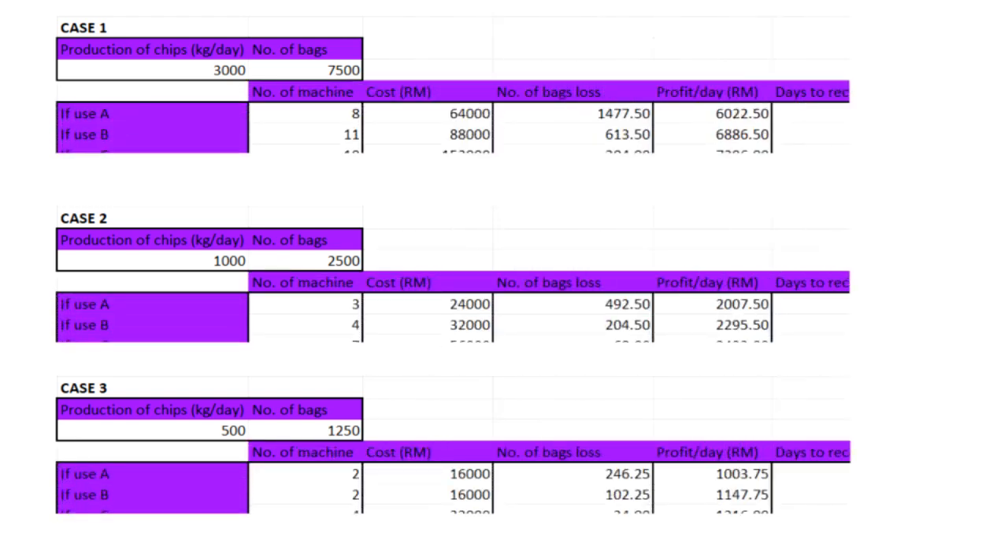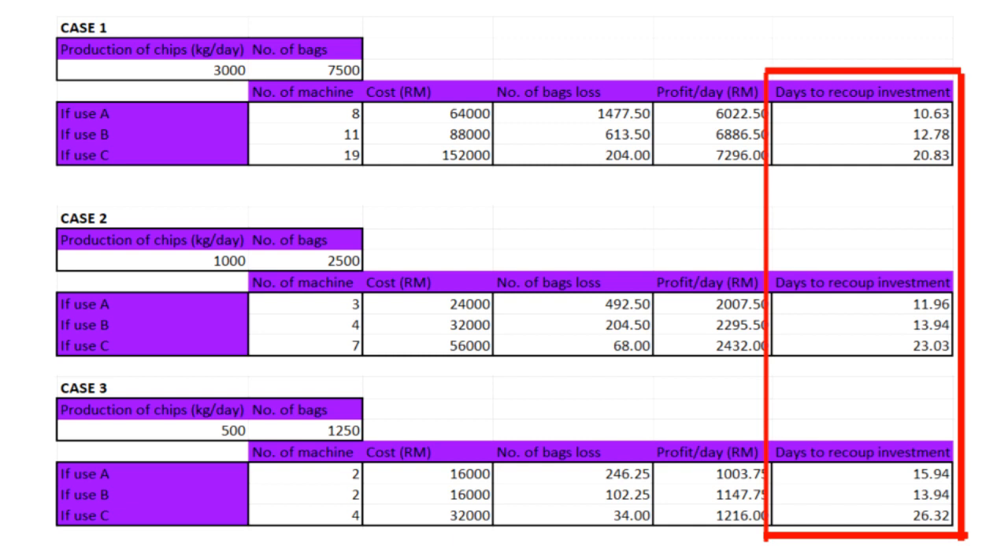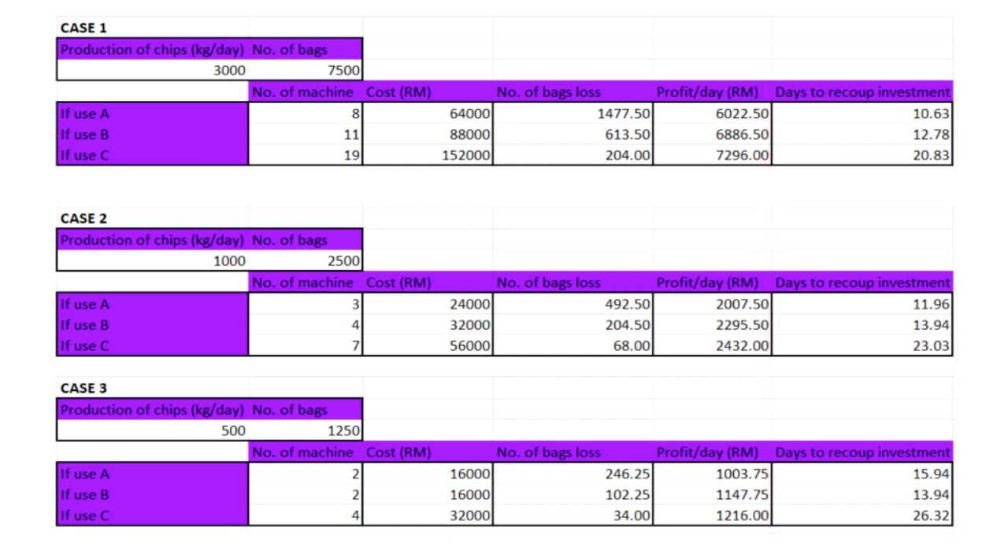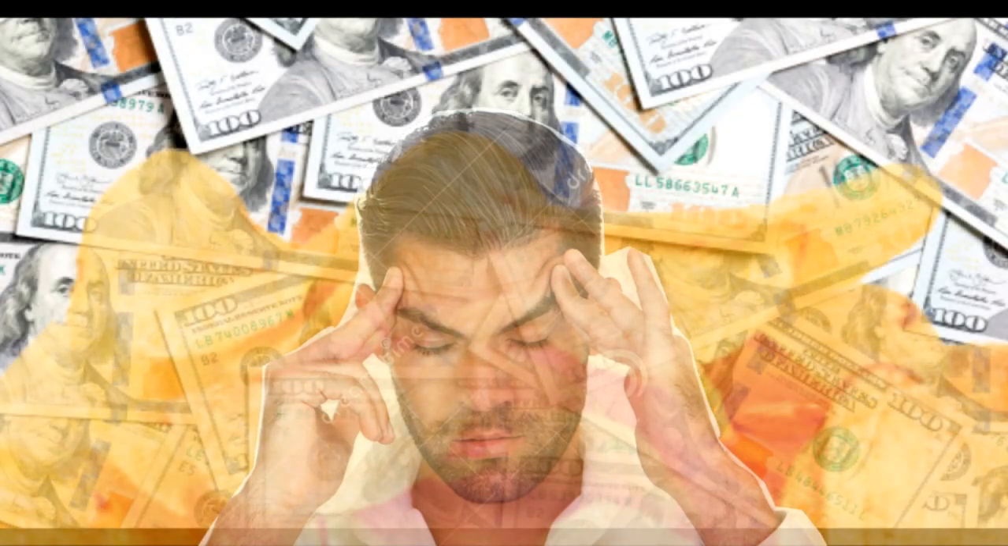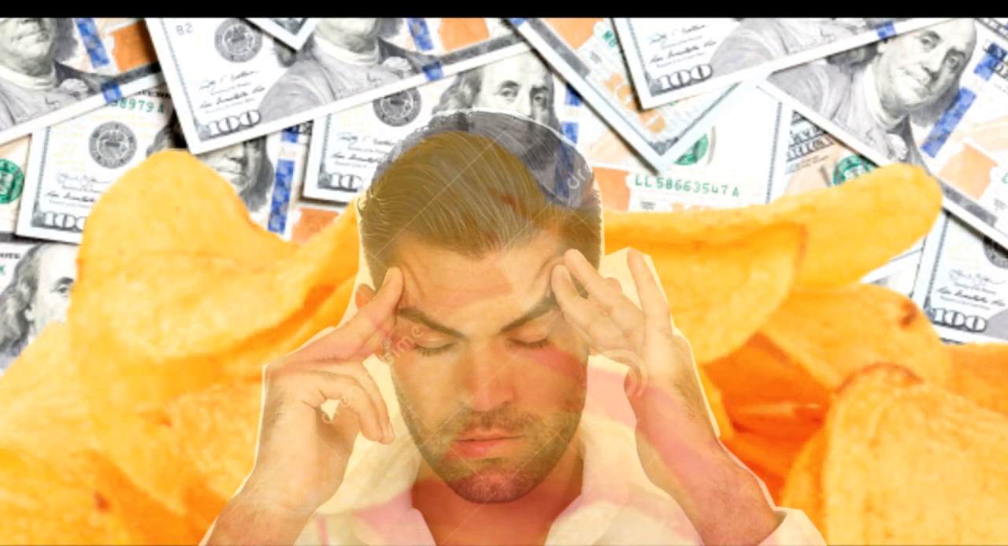By looking at the data, we can see that machine E requires the least amount of time to recoup investment except for case 3. Machine C takes the longest for all 3 cases. From the data, we can also see that machine C has the largest daily profit, descending with machine B, then machine A. From these 3 cases, we can see that the higher production capacity machine requires the least amount of time to recoup investment despite the higher percentage of losses.